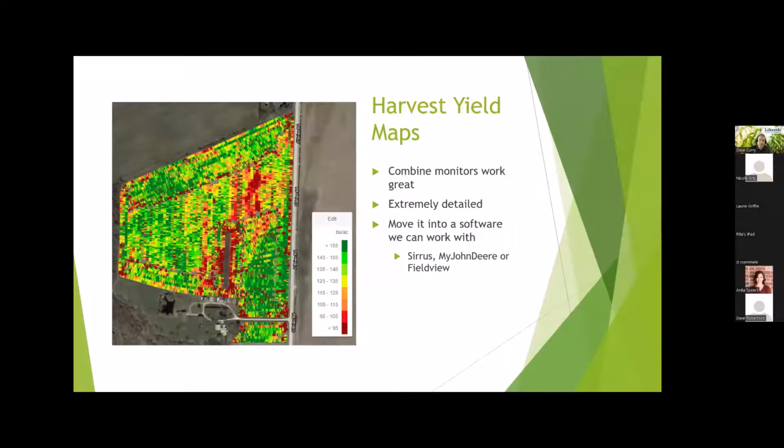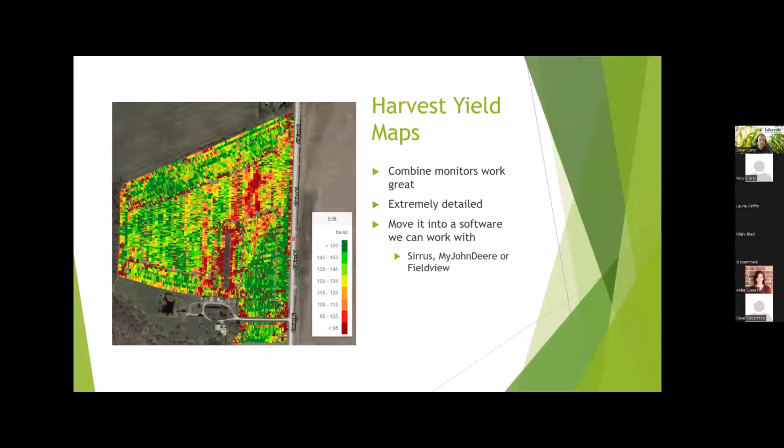So, combine yield monitors work great. It's an excellent source of data. Even if they're not calibrated bang on, it's still at least relative across the entire field. And the data is very detailed and precise. We can then export that onto a stick or wirelessly move it into a software we can work with, such as our Cirrus program, My John Deere, or Fieldvue.